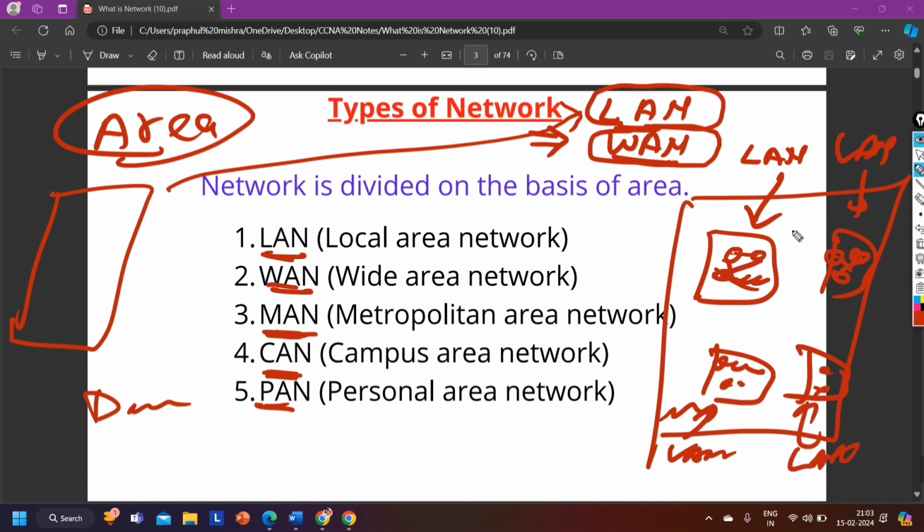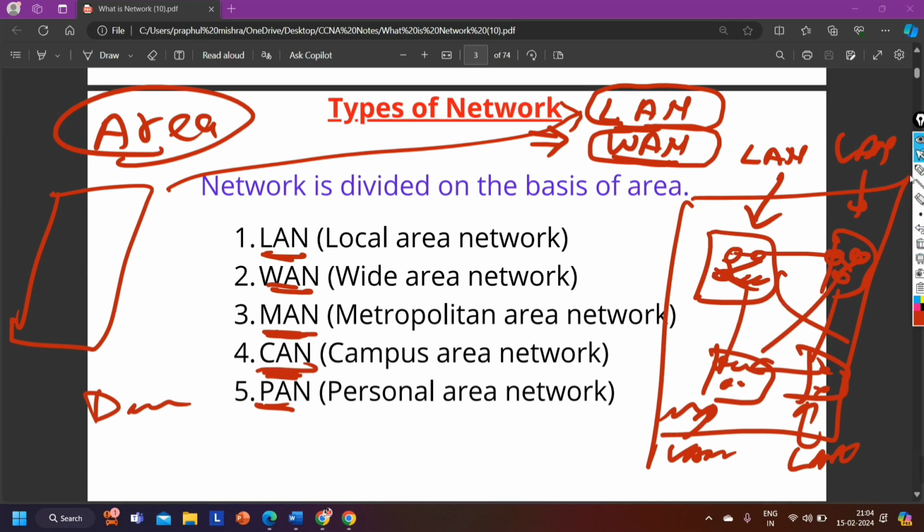Now, can these 4 buildings communicate with each other? No. So we need to connect these 4 buildings together, right? So this type of network is what? CAN, campus area network. In a campus there are 4 buildings, and in each building we have one LAN, and we are connecting all the LANs together. So this type of network can be called a CAN, campus area network.